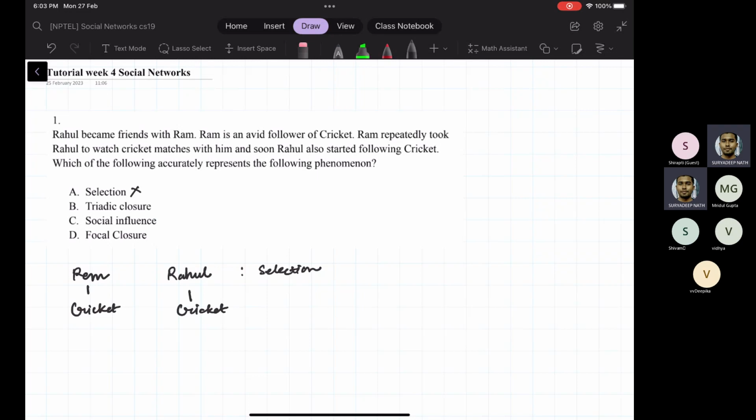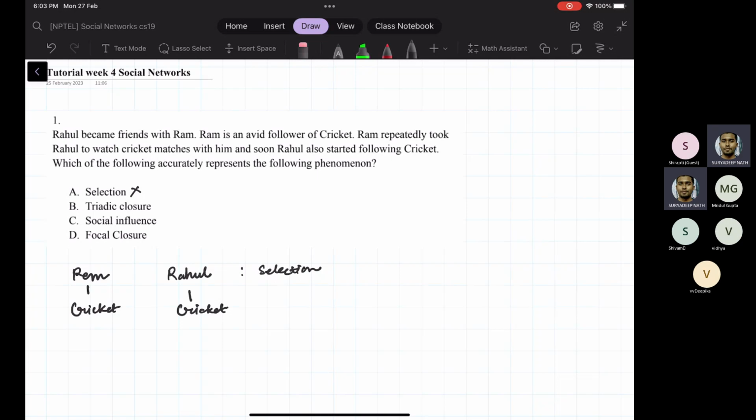Triadic closure, you need a third person. So here there are only two people, Ram and Rahul. So triadic closure will also not happen. Option C is the correct answer. I'll explain each of the options so that it's clear to everyone. So you're right, option C is the correct answer here.